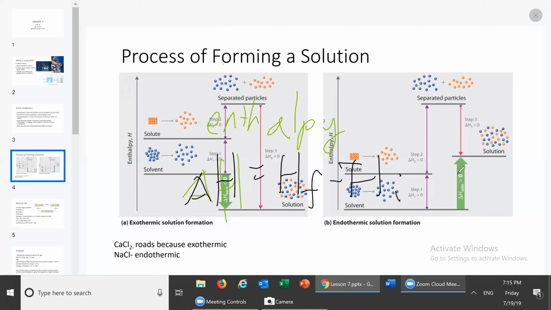Another example of a highly exothermic process would be dissolving sodium hydroxide in water. Sodium hydroxide is very, very exothermic, so it does get very hot to the touch if you dissolve it in water. Another example would be very strong acids, like your very concentrated mineral acids: your sulfuric acid, your nitric acid, your phosphoric acid.